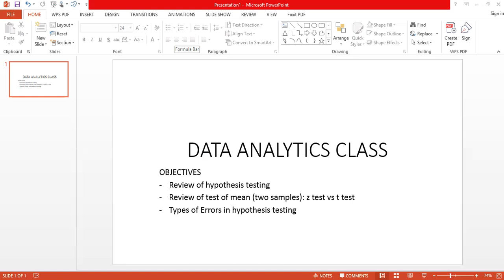So when the null hypothesis is rejected, maybe that will be easier to comprehend. Let's put it that way. When the null hypothesis is true, but we are saying it's not true, that is type 1. In analytics, we call that type 1 error. It's a very dangerous error.